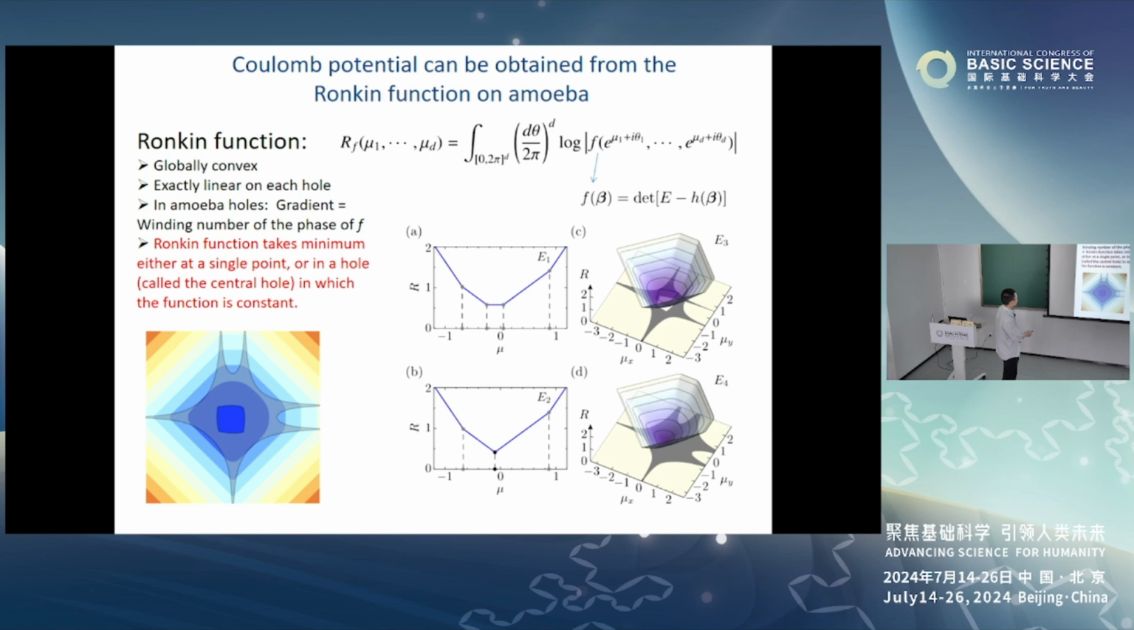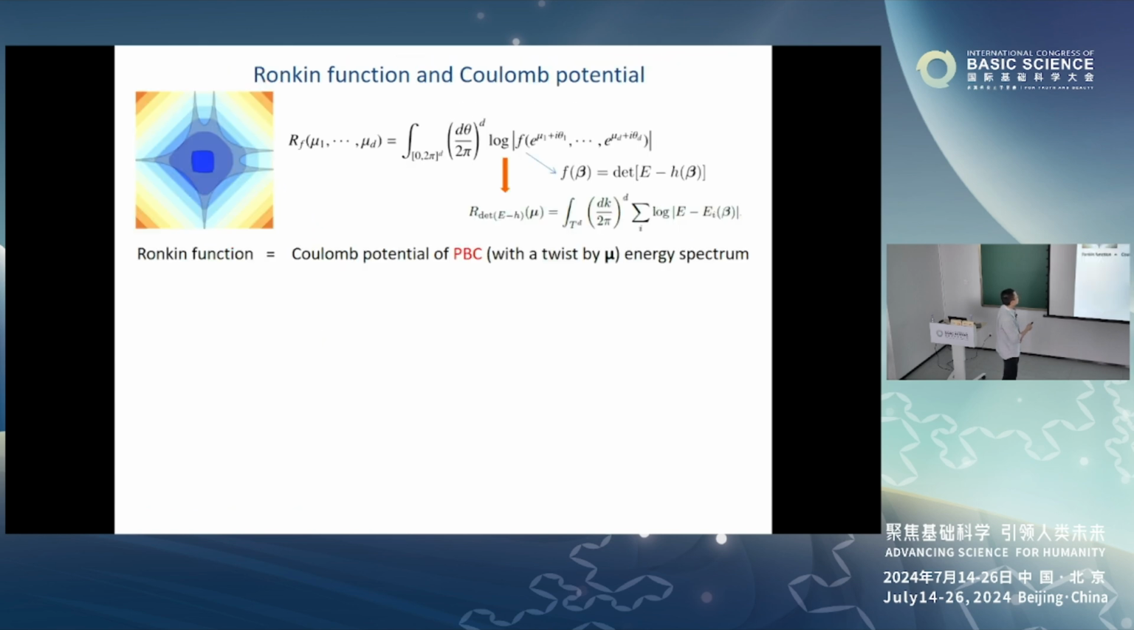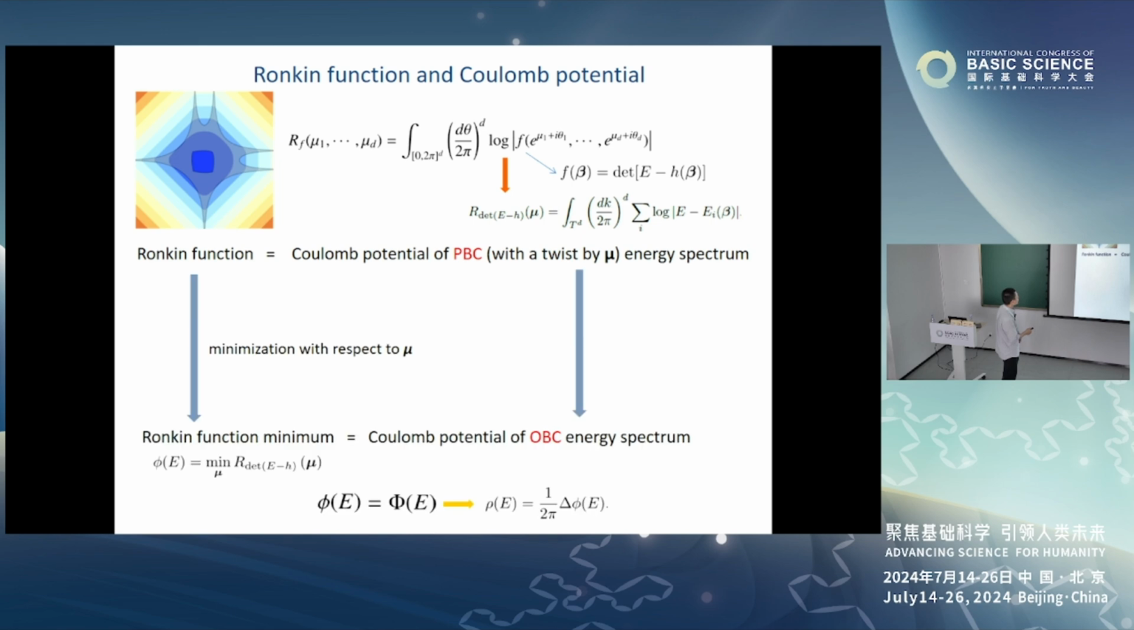This is a different way of plotting the Ronkin function. The color indicates the value of the Ronkin function. It's linear in the complement of the amoeba. And what we found is that this Ronkin function is actually equal to the Coulomb potential of the energy spectrum of the PBC under a twisted boundary condition with the squares. The minimization with respect to the value of mu actually gives us the Coulomb potential of the OBC system.